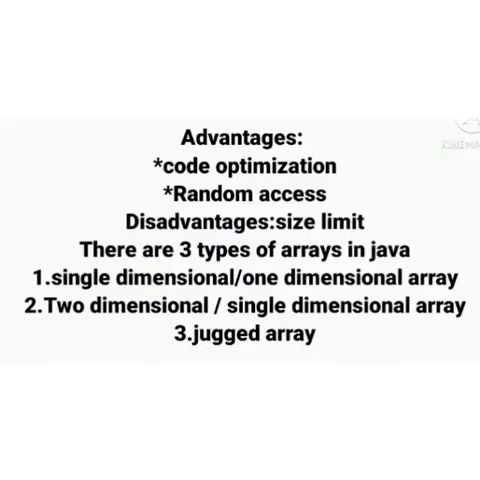Next are the advantages. First one is code optimization. Code optimization means it makes the code optimized. We can retrieve or sort the data efficiently. Next one is random access. We can get data located at any index position.